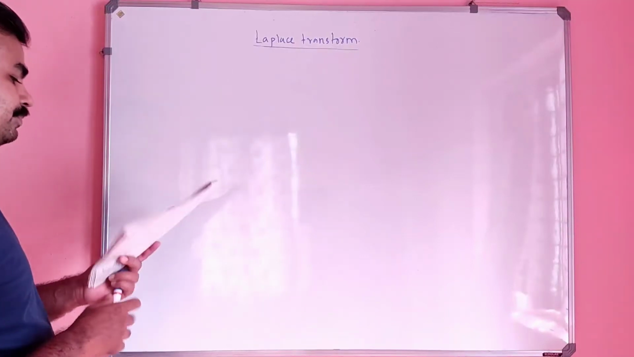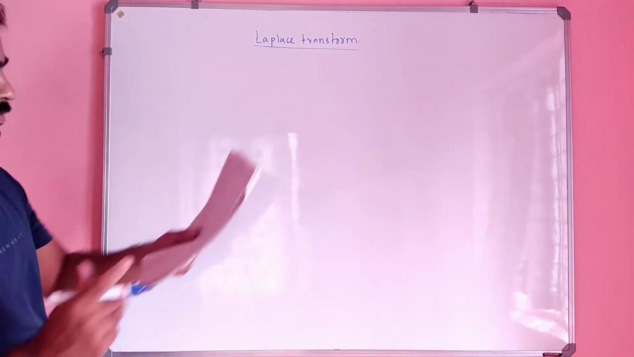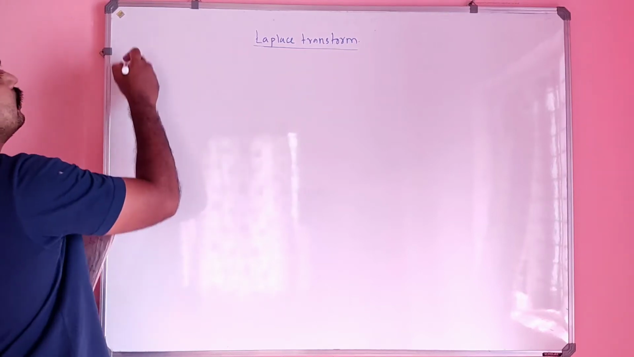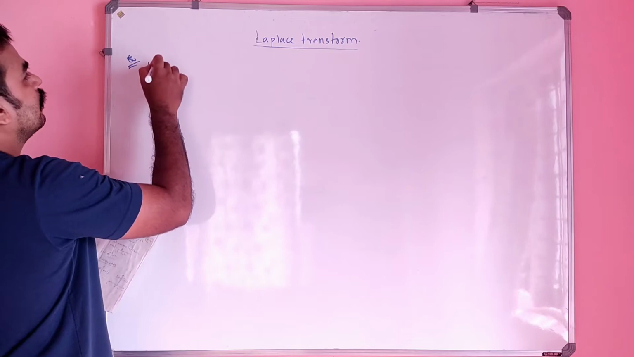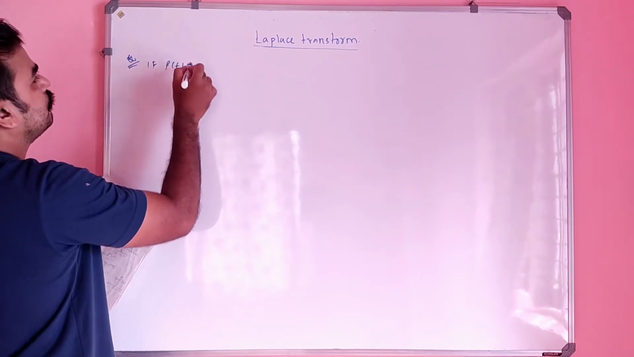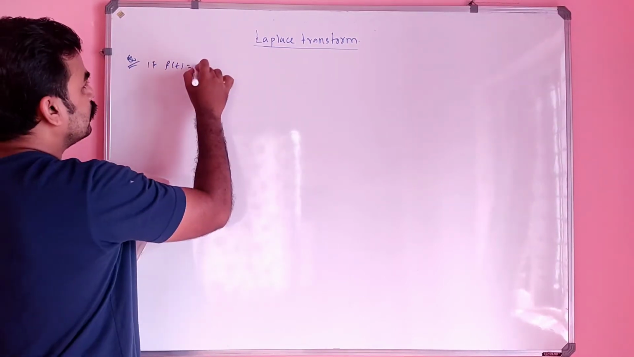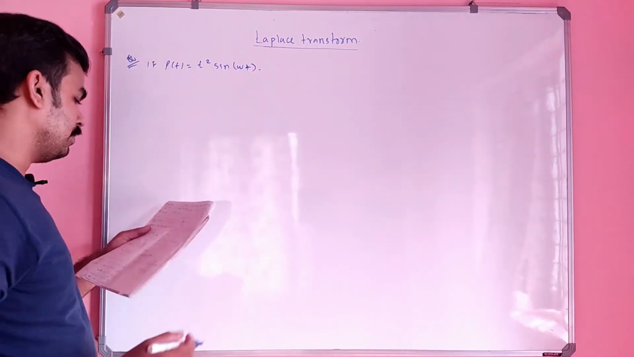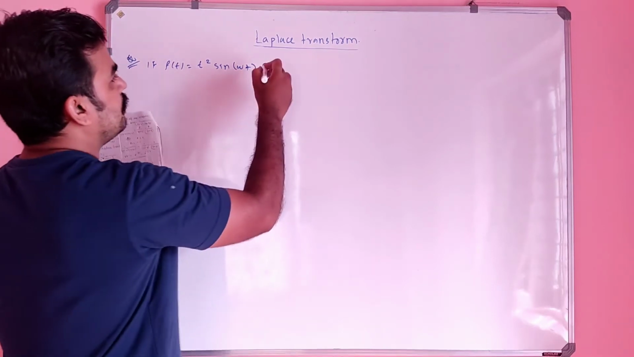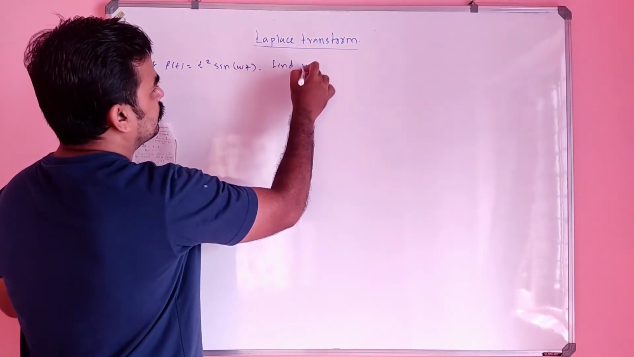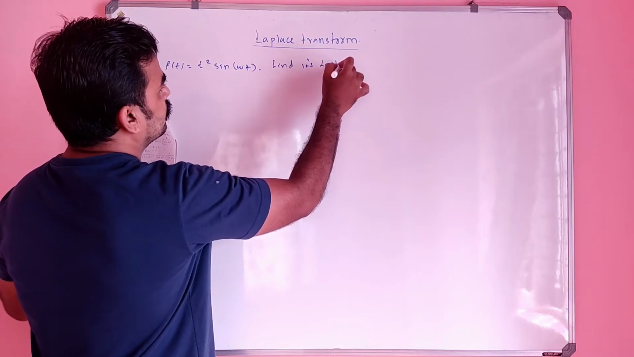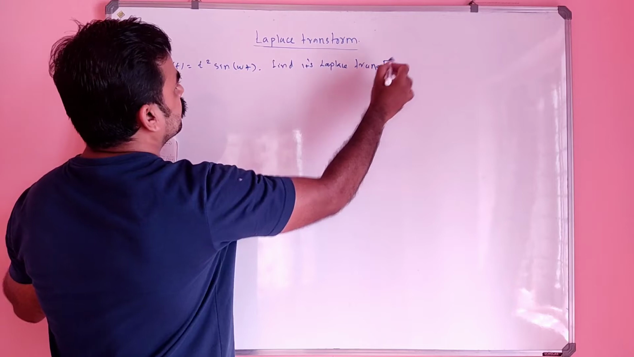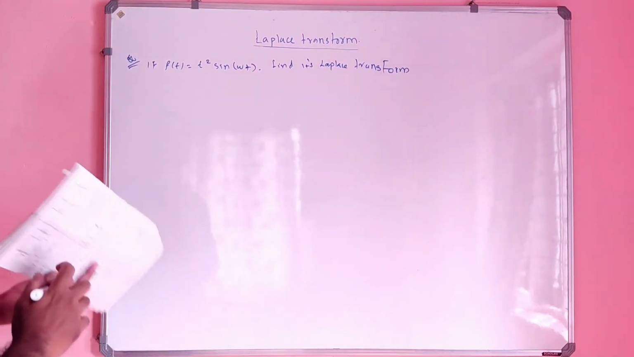Write a question. If f of t is equal to t square sin omega t, find its Laplace transform.